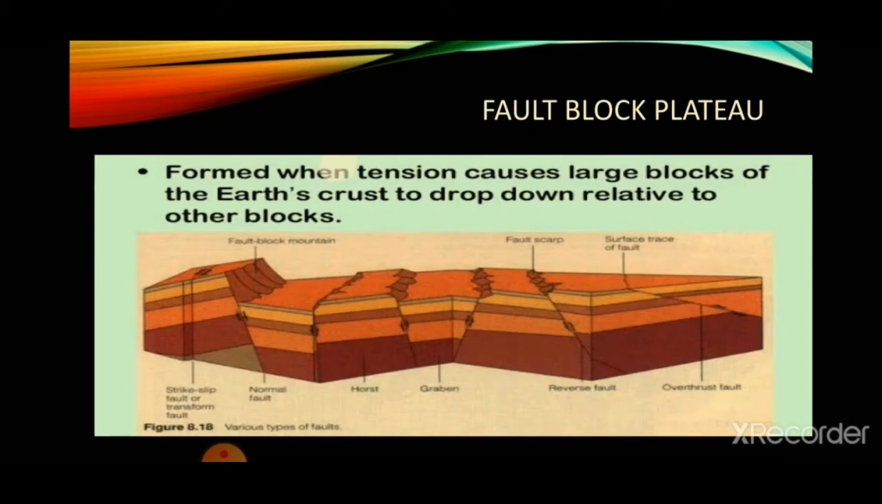Next one is the fault block plateau. These plateaus are formed like fault block mountains. The Central Plateau of France is an example of it, formed when tension causes a large block of the earth's crust to drop down relative to other blocks. In such a case, fault block plateaus are formed, and they are accompanied by block mountains.